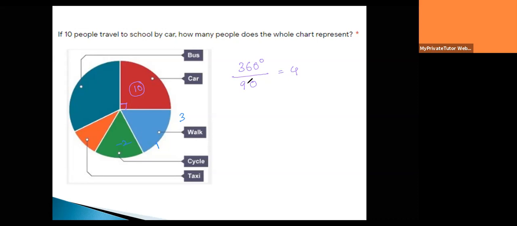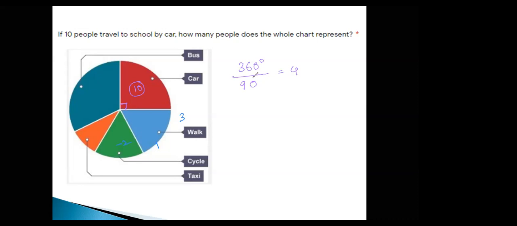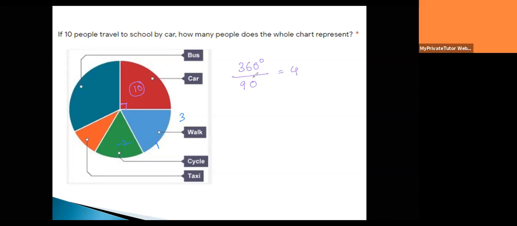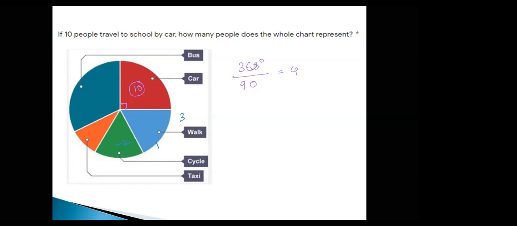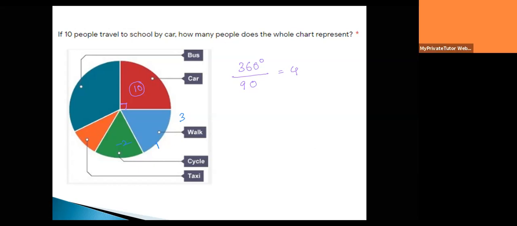Oh, okay. So it's not about the total, I mean total people, right? Here they're asking how many people the whole chart represents. No, read the question again. How many people does the whole chart represent? Yes, 40. Okay, confusing a bit.